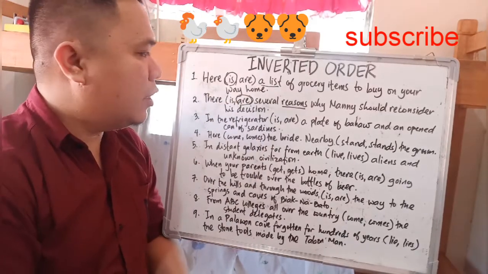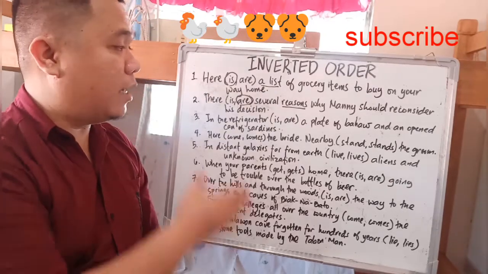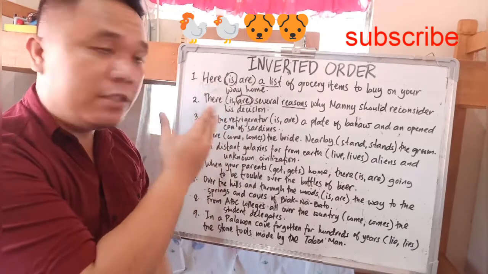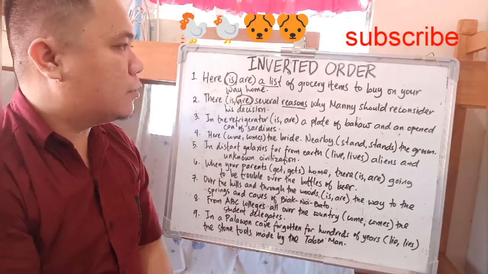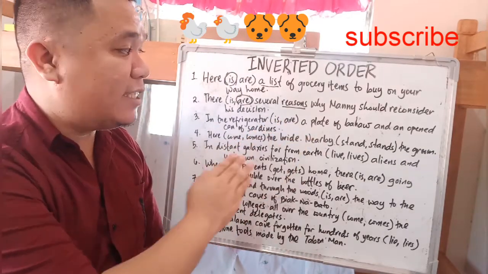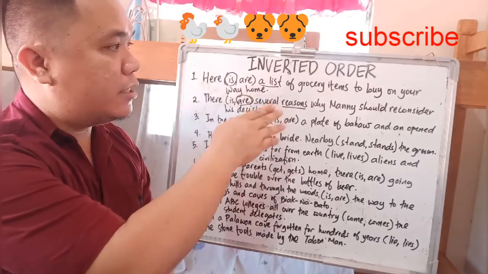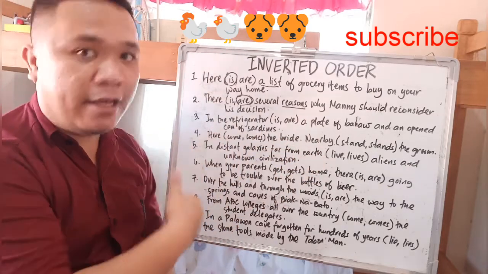So these two are actually adverbs of place. Why? Because the adverbs are placed here. So in natural order: several reasons why Manny should reconsider his decision are there. And here, a list of grocery items to buy on your way home is here.